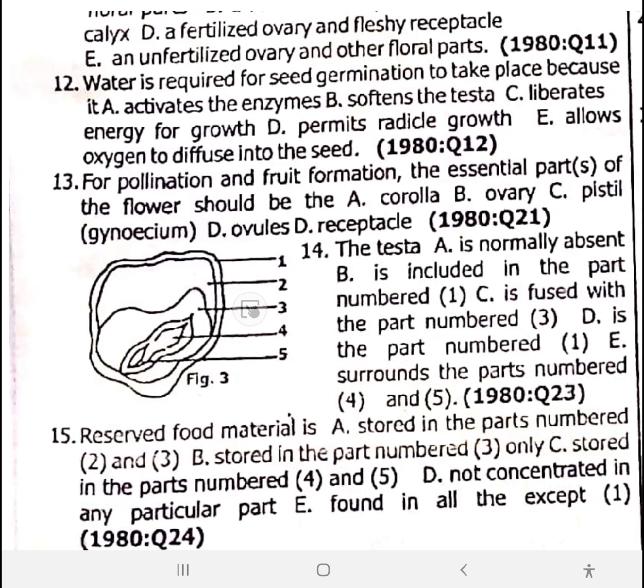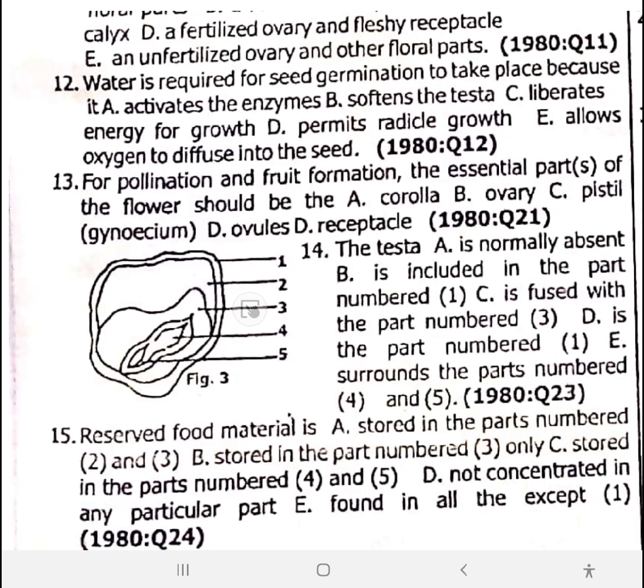The pistil contains the stigma, the style, and the ovary. Next, the ovary contains the ovary wall and the ovule. While the fruit contains the pericarp and the seed.